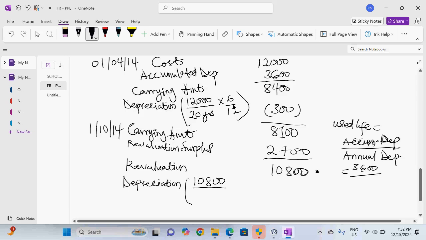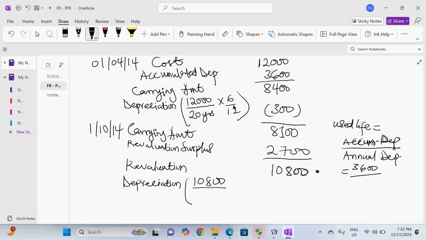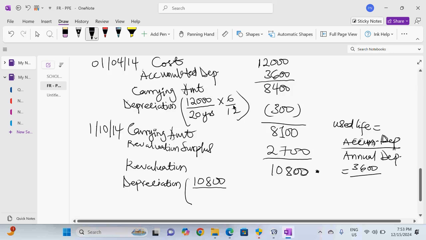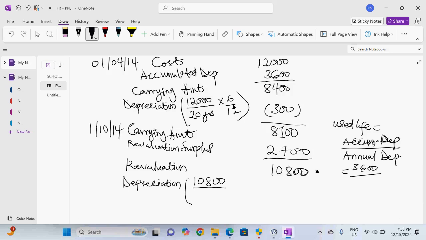Will it be the 300? No, the 300 is half depreciation, a part depreciation. We want to know the annual, the full depreciation, because this depreciation was for a period of time. That is why we multiplied it by 6/12. Assuming that was not there, compute it. It will be 600, right? Yes, annual depreciation is 600.